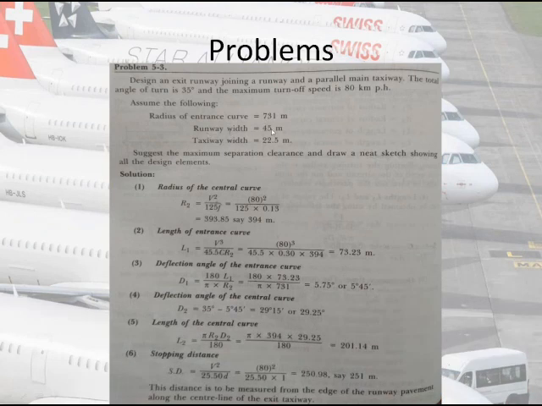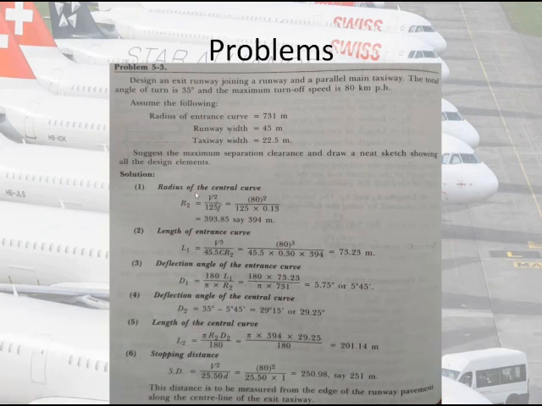The width of the runway is 45 meters and the taxiway width is given as 22.5 meters. Suggest the maximum separation clearance and draw a neat sketch showing all the design elements. This is a very important problem from your examination point of view. Whatever factors we have discussed in the previous slides, we have to consider all of them and design the exit taxiway.